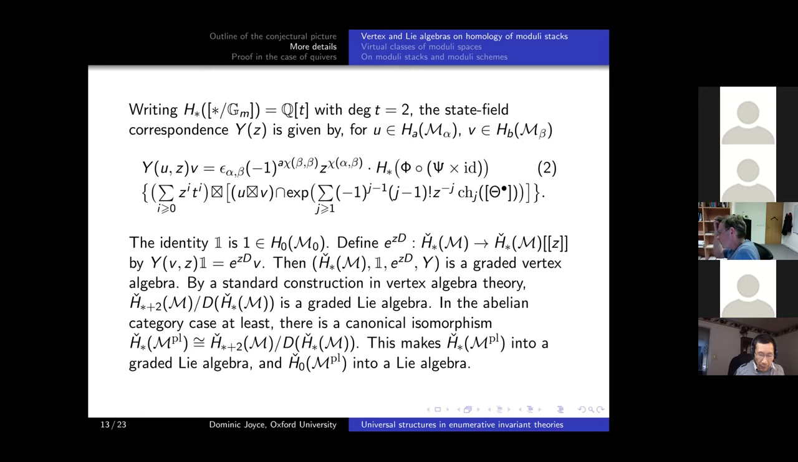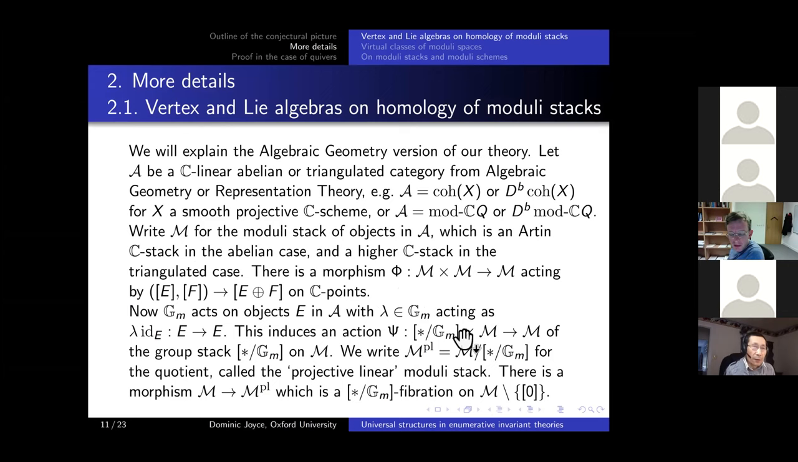That's because of this phi, that M cross M sending to M. It's because of passing this to the homology that you want the formal group law. The formal group law is to do with the homology of this point mod GM. So basically the multiplication on point mod GM, the action of that on homology, is what encodes the formal group law. I see.